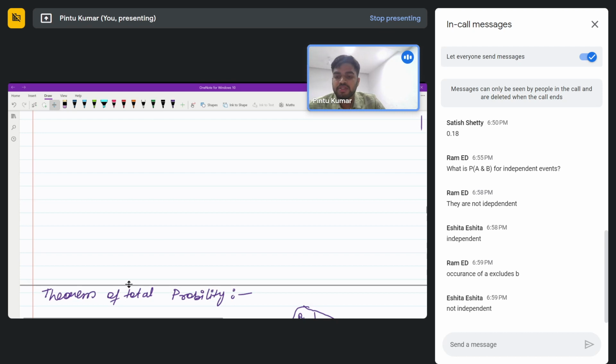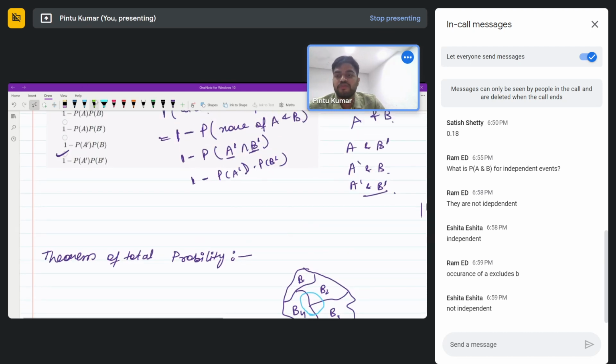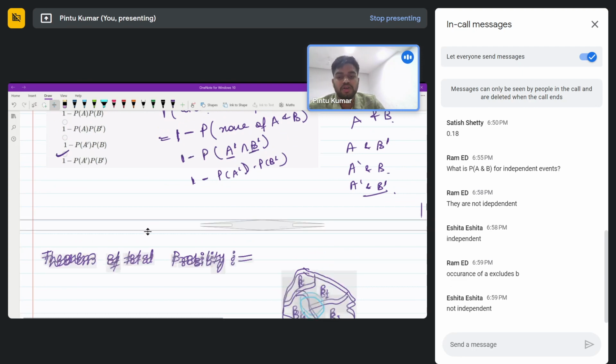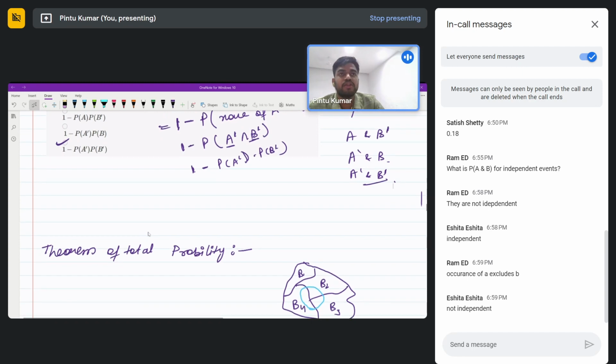Because this is a 2-hour long lecture, I'll take a break of 5 minutes. We'll start again with the theorem of total probability and Bayes' theorem in 5 minutes. So we'll start at 7:08. Just a break of 4-5 minutes so that you don't get bored.